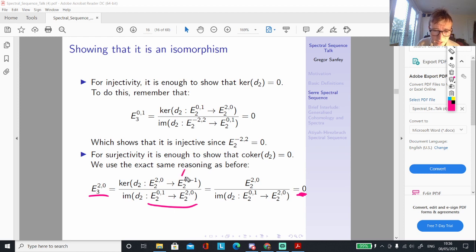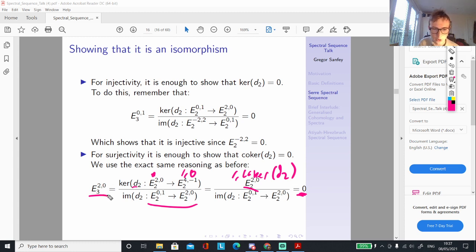Now, because this group here is equal to 0, the kernel of this is precisely E202, right? So everything here, this D2 is going to map everything to 0, right? Because this is 0. And so on top of this quotient, we're going to get back our E202. And then on the bottom, we're still going to have the image of our map. But then this is precisely equal to the co-kernel of D2. This is just the definition of the co-kernel.